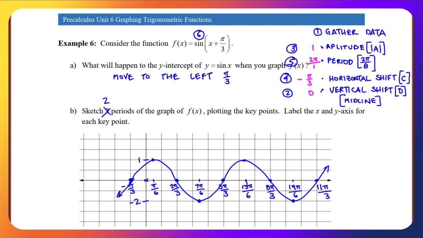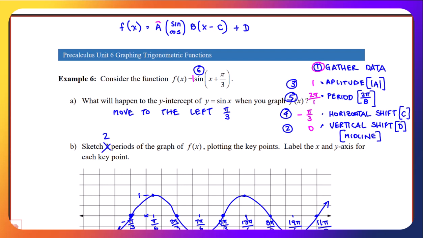So there's a certain order that I'm hoping will make sense to you. Step 1, we're going to gather the data. So the number in front, that's the A value in our pattern. The absolute value of A is the amplitude, and that's 1.